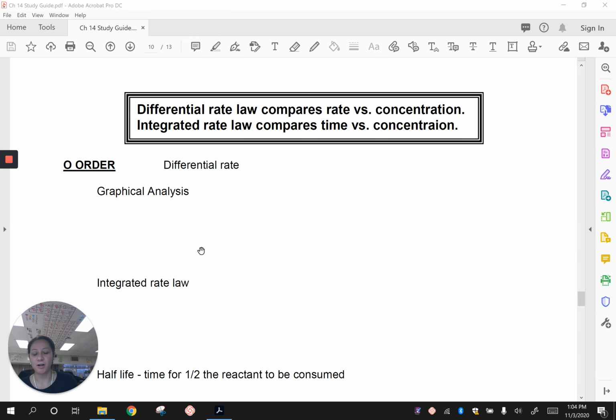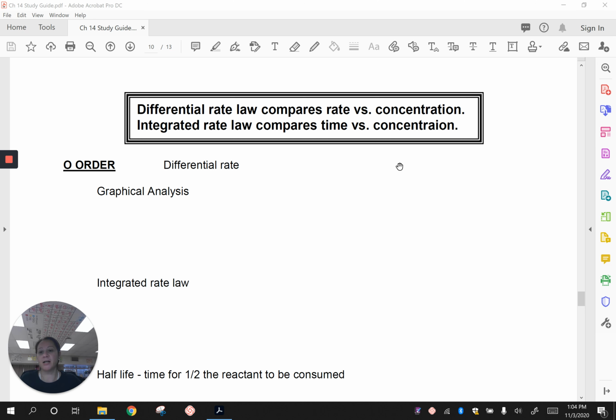We're going to continue talking about kinetics, and if you remember, we had talked about differential rate laws and integrated rate laws. Differential is when you're comparing rate versus concentration. Integrated is when you're comparing time versus concentration. So if you're given a problem where there's time involved, you want to use the integrated rate law. If you're given a problem where rate is involved, then you want to use the differential rate law.